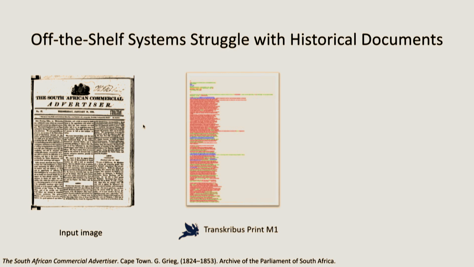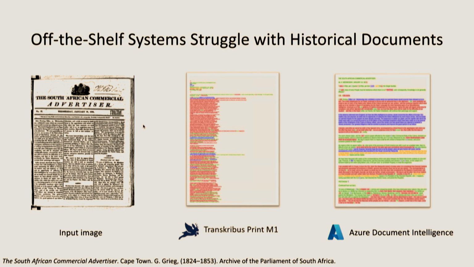And this is from Transcribus. It's a commercial system. This is without fine tuning. The reds are errors, the blues are omissions, and the greens are correct. And this is Azure Document Intelligence, so it's a lot better. Here, I think a lot of the word levels are fine, even though it makes mistakes.